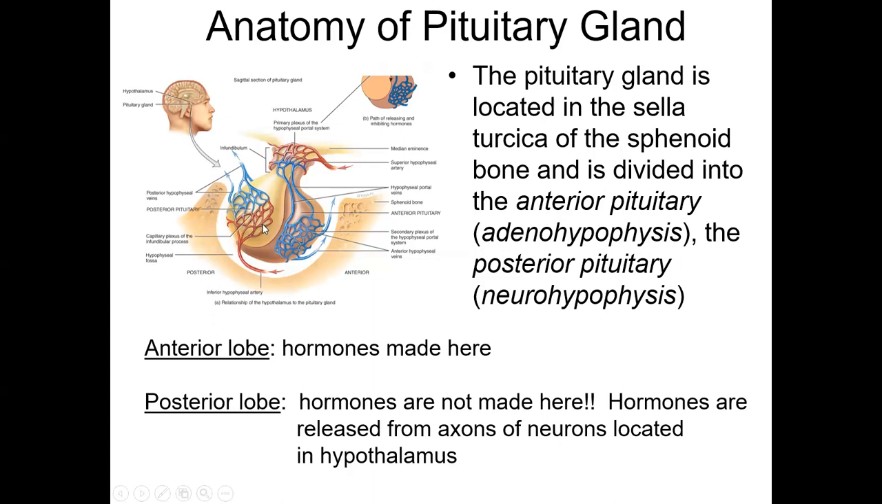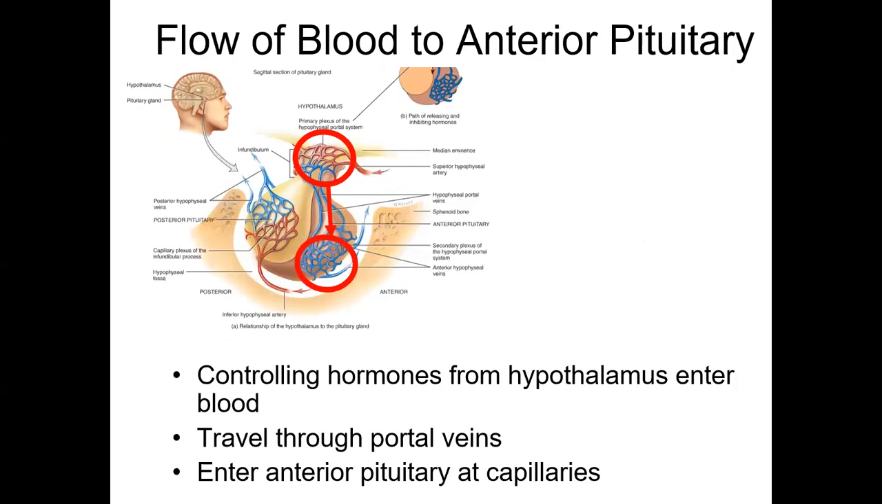The posterior lobe or posterior portion of the pituitary gland is not making hormones. Hormones are just released here. More details are coming about that a little later. So how can the hypothalamus directly control the anterior pituitary? This is happening through hormones released from the hypothalamus. These controlling hormones will enter the blood circulation and then directly brought to the anterior pituitary.